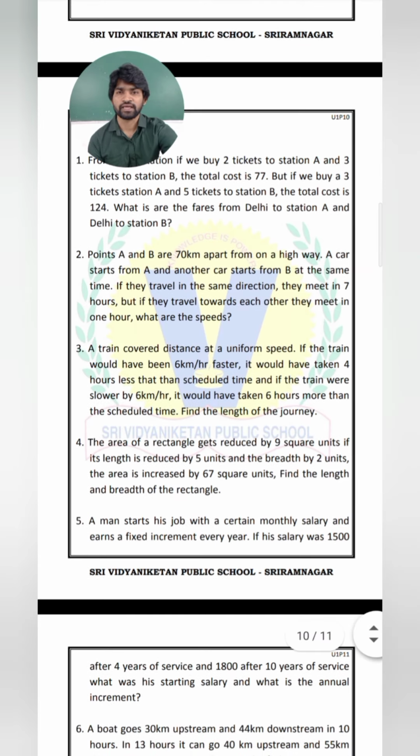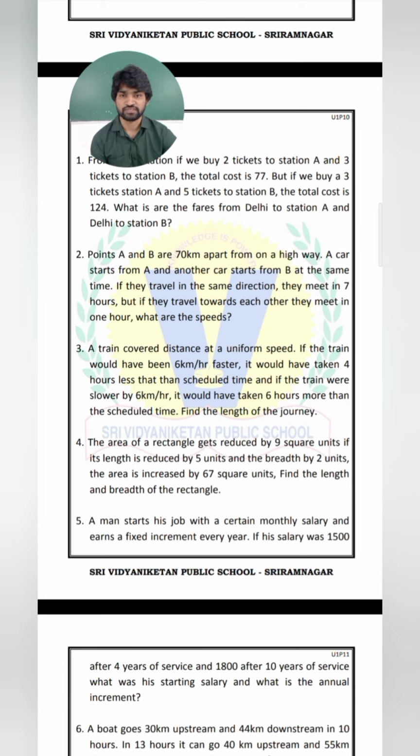But if we buy 3 tickets to station A and 5 tickets to station B, that is 3x plus 5y. The total cost, how much is it? 124. So you've got your 2 equations now. You just have to use the elimination method and solve the question.